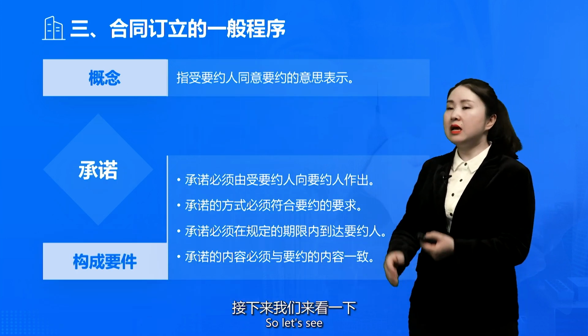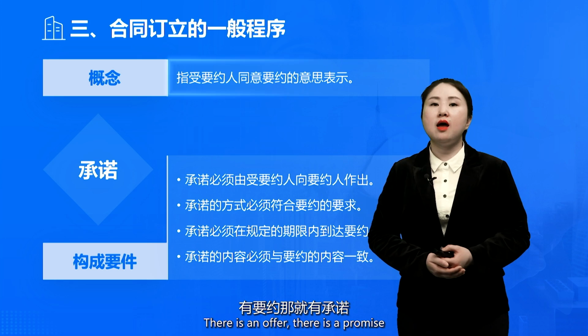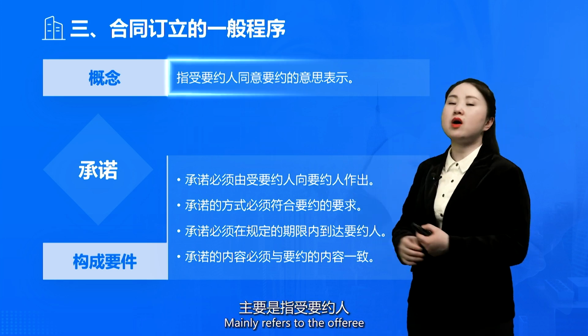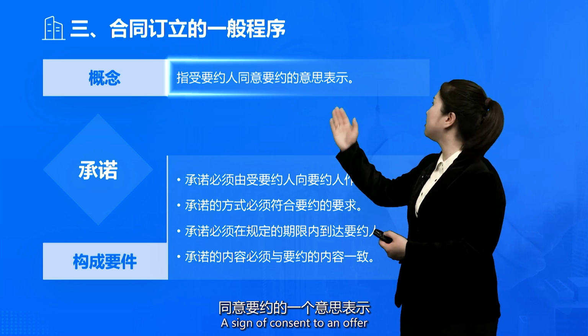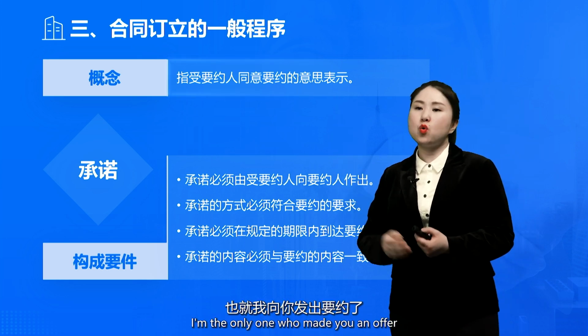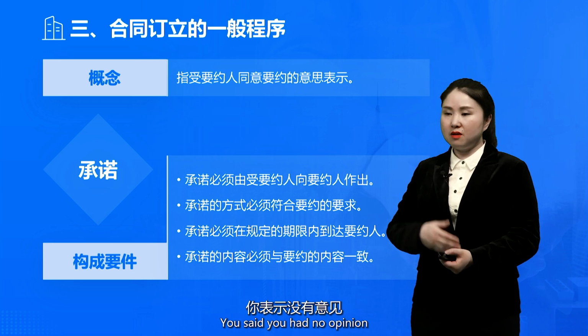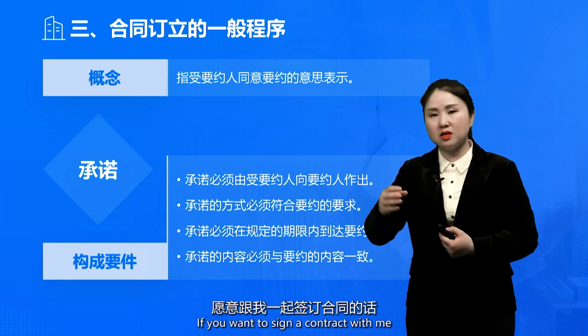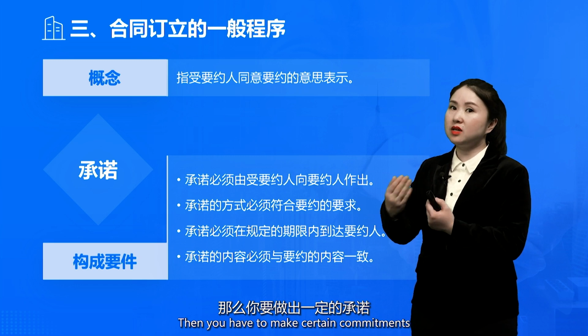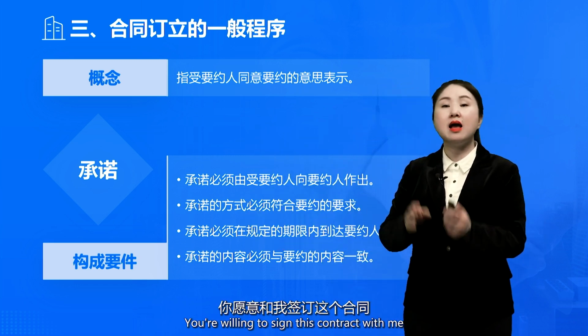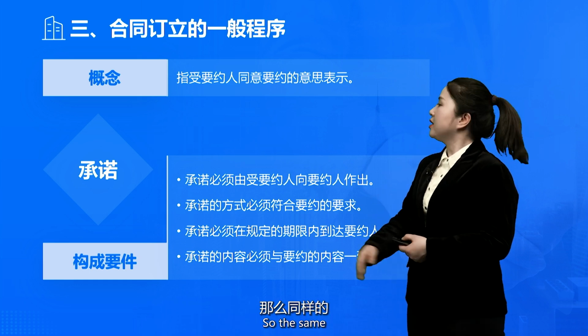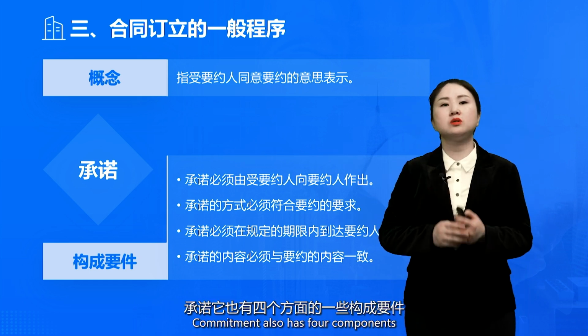Good. So let's see. There is an offer, and there is a promise. This promise mainly refers to the offeree's sign of consent to an offer. I'm the only one who made you an offer. If you want to sign a contract with me, then you have to make certain commitments. You want to represent that you are willing to sign this contract with me. So, in the same way, a commitment also has four components.